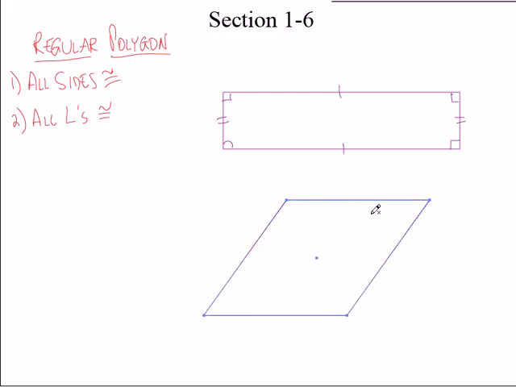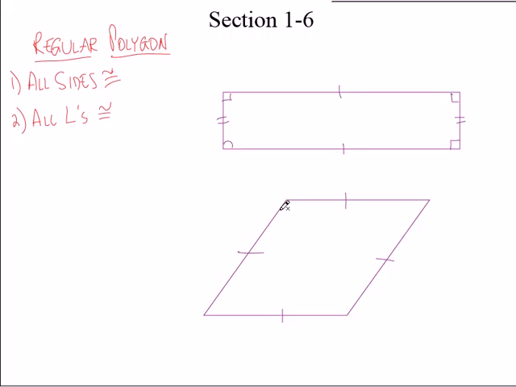Okay, watch this. What if I said that this side and this side are equal, and all of them have one tick mark? What does that mean about all four of those sides? All four sides are equal. But let's take a look. Is this a regular polygon? Is it a regular quadrilateral?